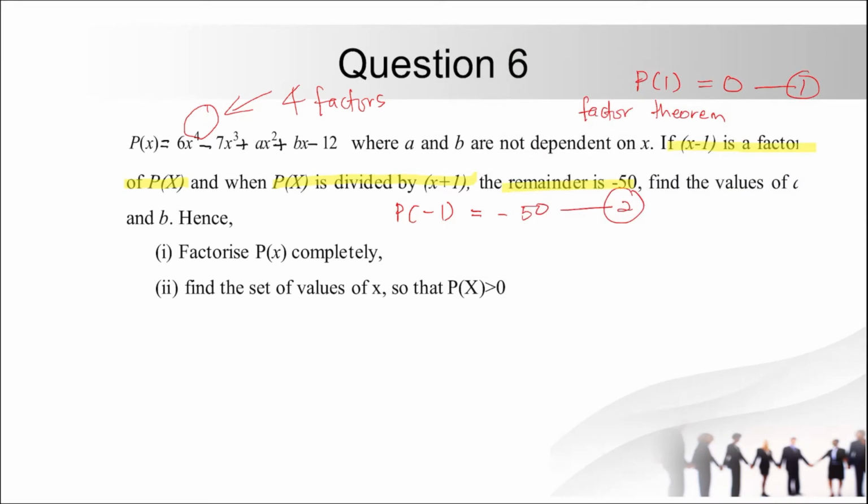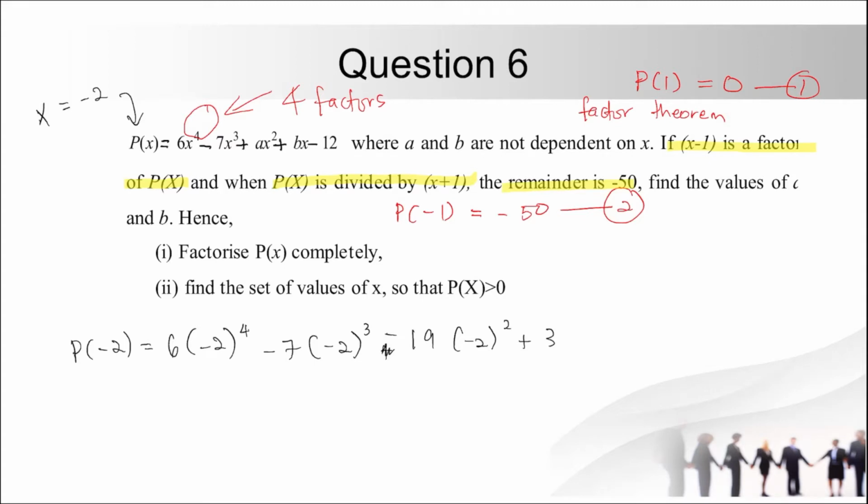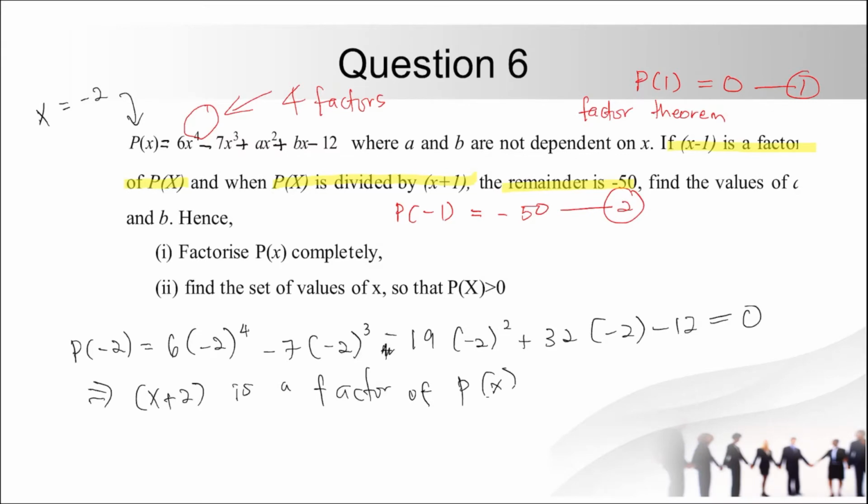I'm going to try substitute x equals negative 2. So what will you get if you substitute x equals negative 2 in p? Minus 19. And yes, I get 0. So when I have 0, then I know that x plus 2 is a factor of p. So you might need to try and error and see which value of x works so that you will have 0. So then I have two factors, x minus 1 and x plus 2.